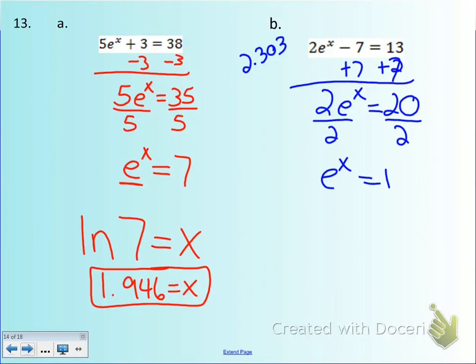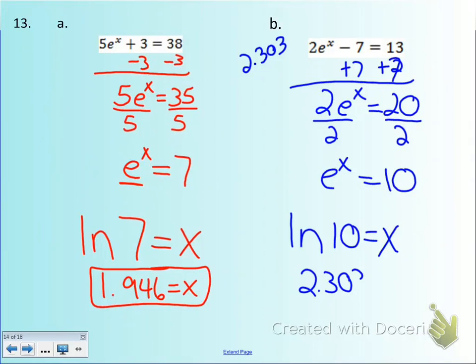e to the x equals 10. Again, you're in exponential form and you can't really do anything, so we're going to turn it into logarithmic form. So the natural log of 10 equals x. Plug that in your calculator. You should get 2.303 equals x. And there you go.